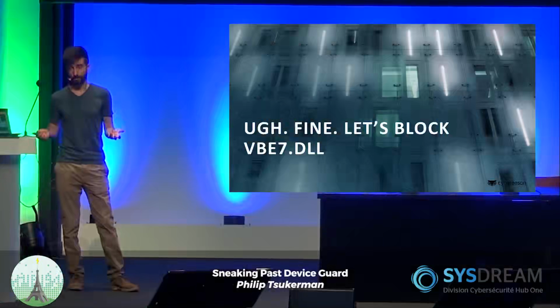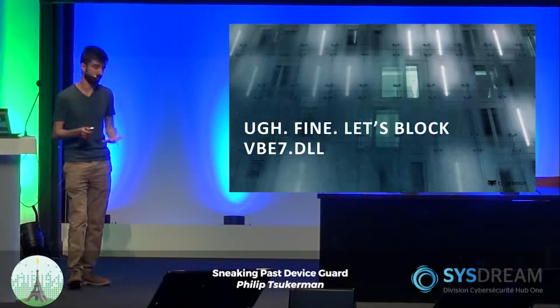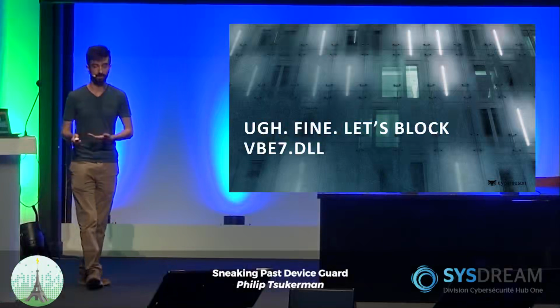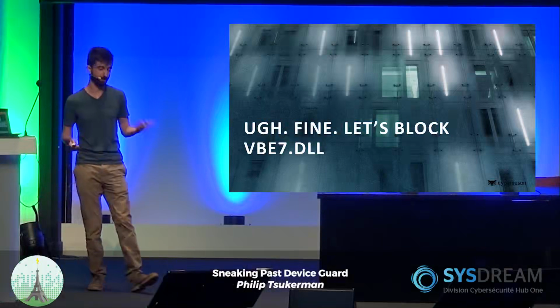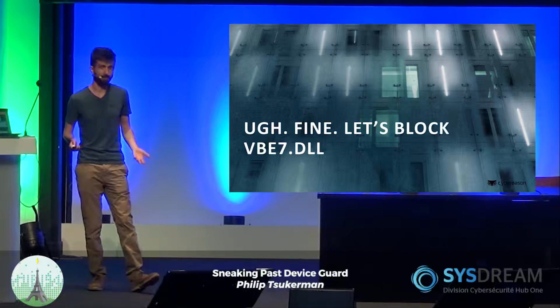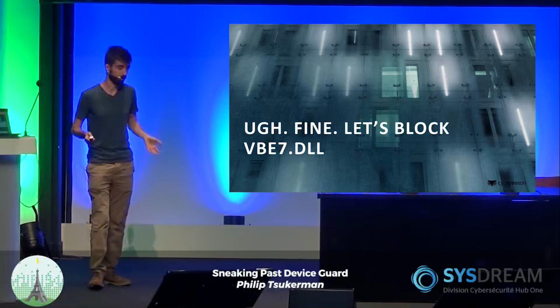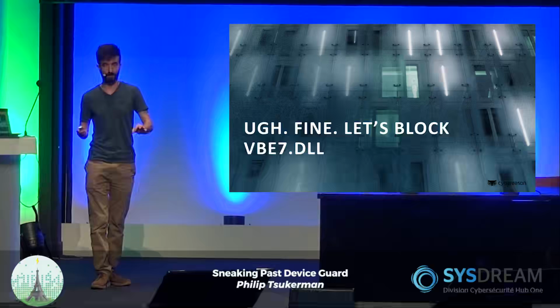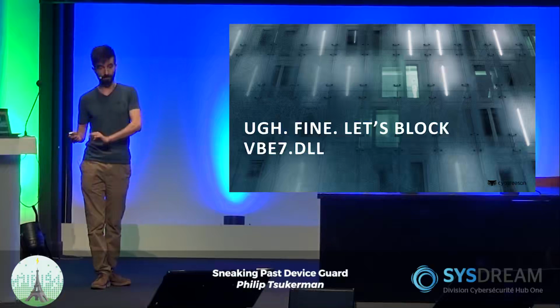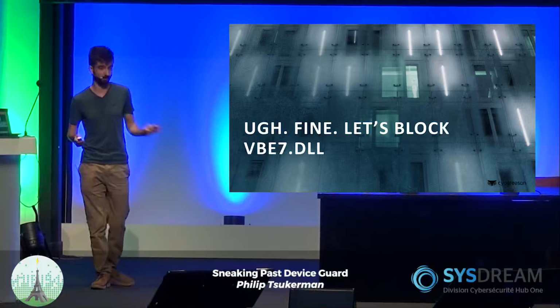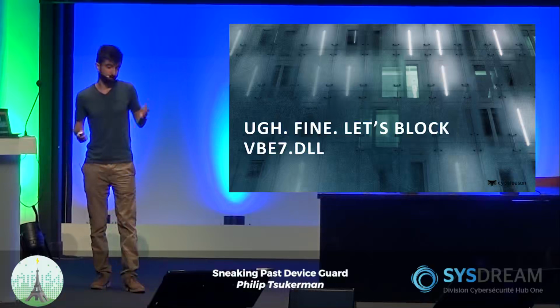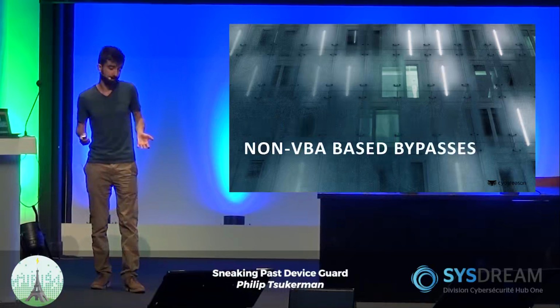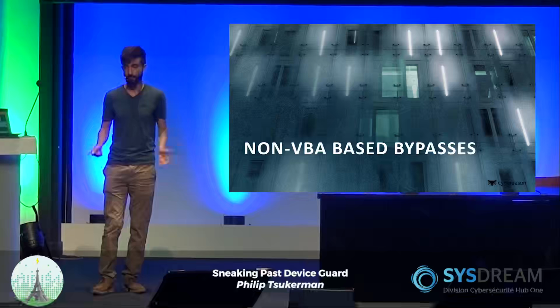So these were two bypasses using VBA. And VBA is actually implemented in a library called VBE7.dll. And what if we just block it? It doesn't matter which kinds of registry keys you modify. Let's just block the library itself with Device Guard. Let's say it's not compliant with the policy, and then you will never be able to run VBA macros. So let's try to find something that's not based on VBA.